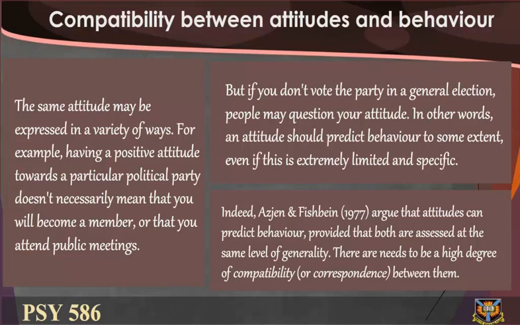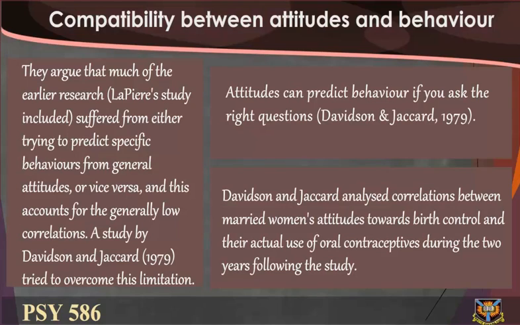Indeed, Ajzen and Fishbein, 1977, argue that attitudes can predict behavior, provided that both are assessed at the same level of generality. There needs to be a high degree of compatibility or correspondence between them. They argue that much of the earlier research, LaPiere's study included, suffered from either trying to predict specific behaviors from general attitudes or vice versa, and this accounts for the generally low correlations. A study by Davidson and Jaccard, 1979, tried to overcome this limitation.